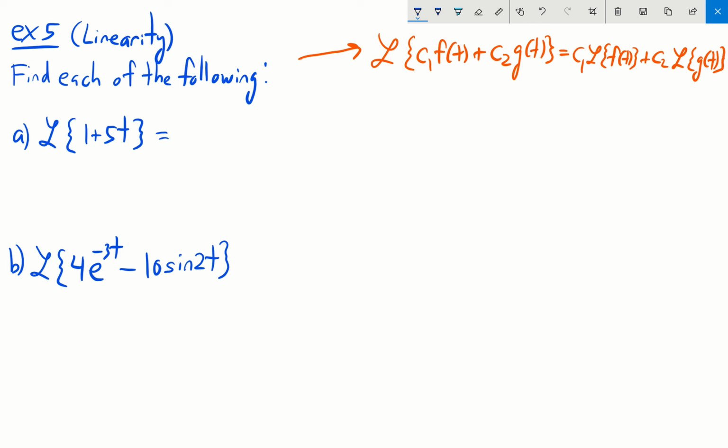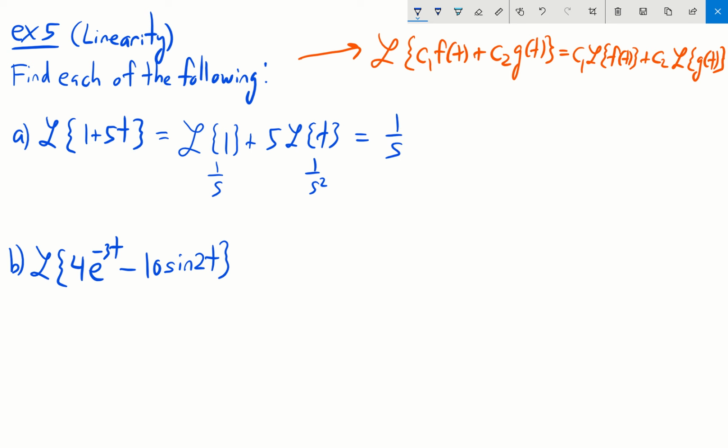Because of that, if we take a look at example 5 part A, we're asked to find the Laplace transform of 1 plus 5t. Due to linearity, this is simply going to be equal to the Laplace transform of 1 plus 5 times the Laplace transform of t. And now each one of these was one that we had done earlier. Recall that the Laplace transform of 1 was equal to 1 over s, and the Laplace transform of t was 1 over s squared.